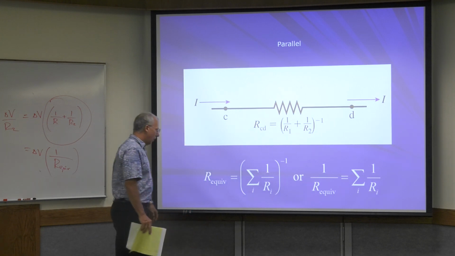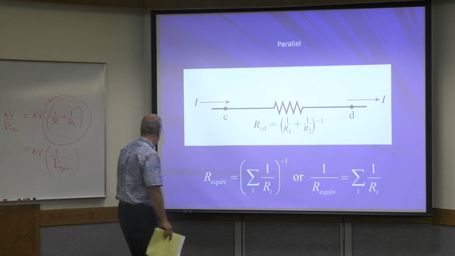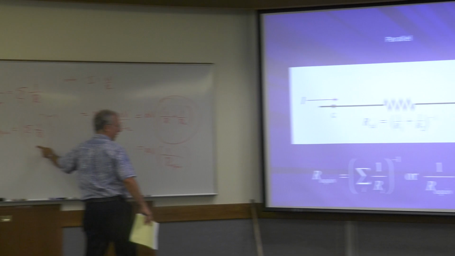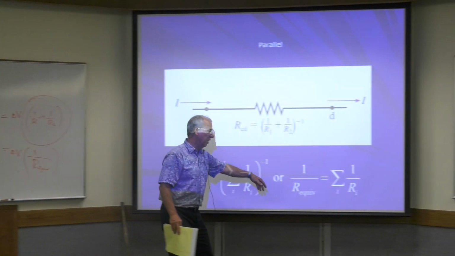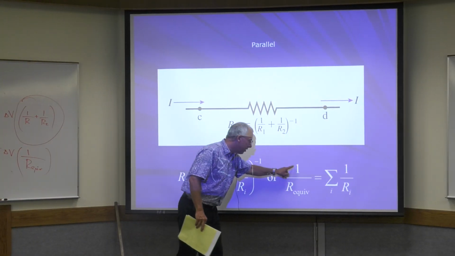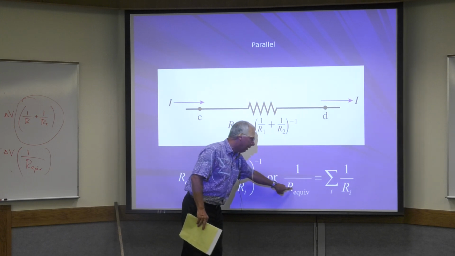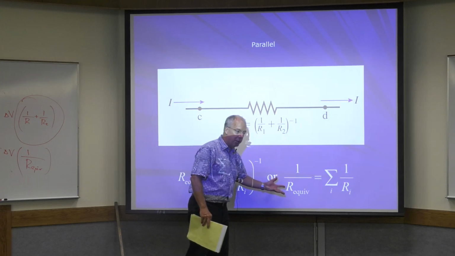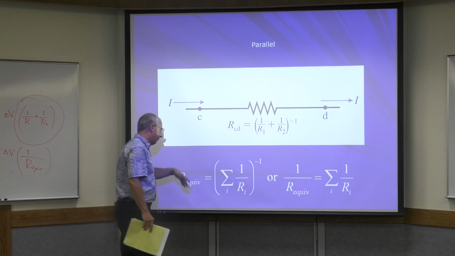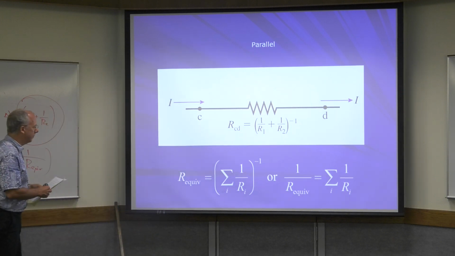So again, you can use this one, or you can use this one, whatever you like. If you use this one, you just got to remember this is 1 over R, so at the end you got to flip it because you want to get R. So whatever you like, it works.